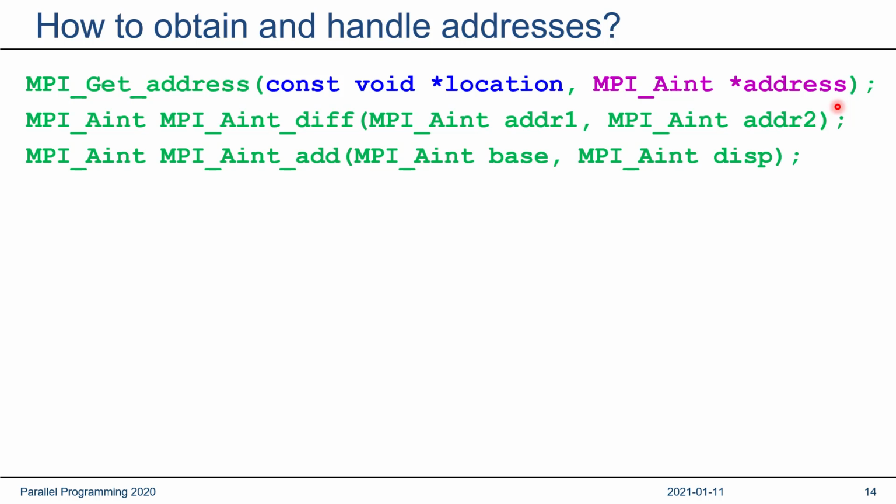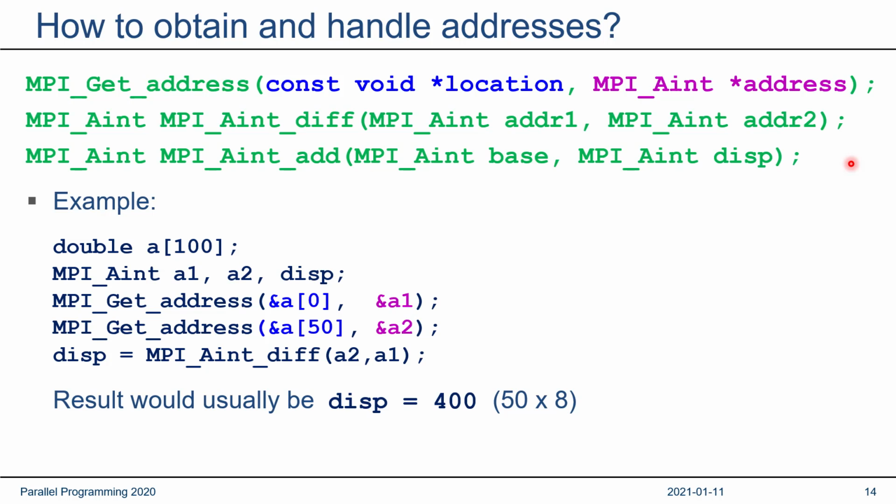Of course, sometimes you need to do arithmetic with addresses, for example, to calculate the offset from one data block to another one in order to set up a data type. And for that, MPI has two service functions, MPI_Aint_diff and MPI_Aint_add, in order to subtract and add MPI addresses. The most important one, arguably, is MPI_Aint_diff, which takes two MPI addresses and yields their difference as an MPI_Aint.